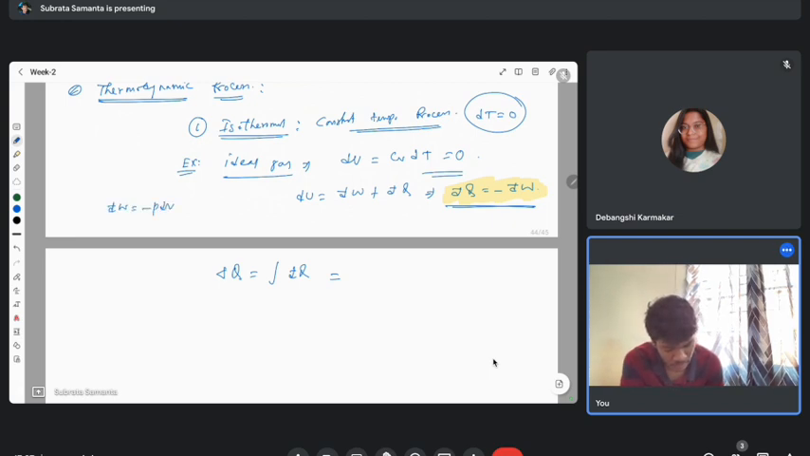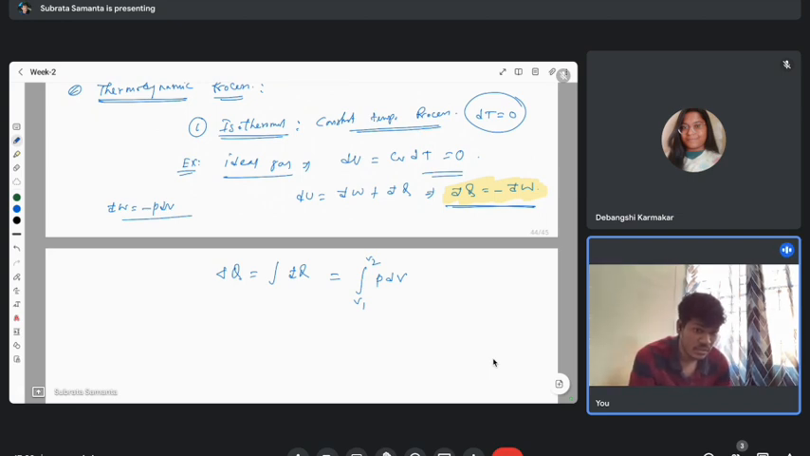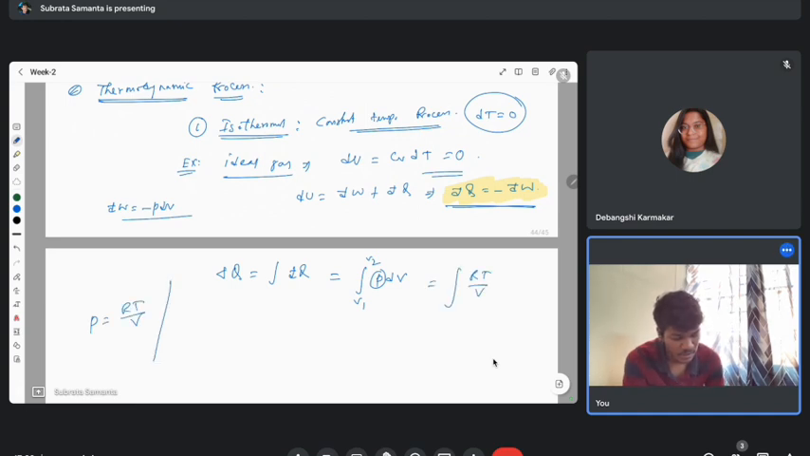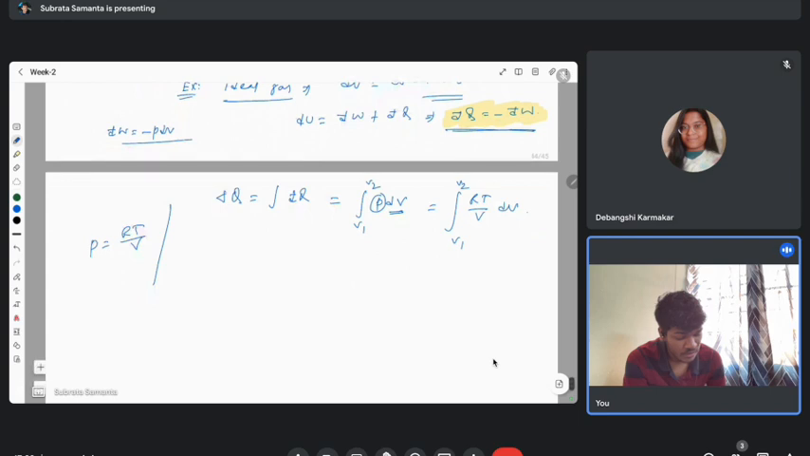So dW is minus PdV. You can write this PdV, and you are changing volume from V1 to V2 at constant temperature, right? Now we know the equation of state that P is RT by V for ideal gas. So you just replace P with RT by V, and the volume goes from V1 to V2. Then we calculate this and we get RT ln V2 by V1.